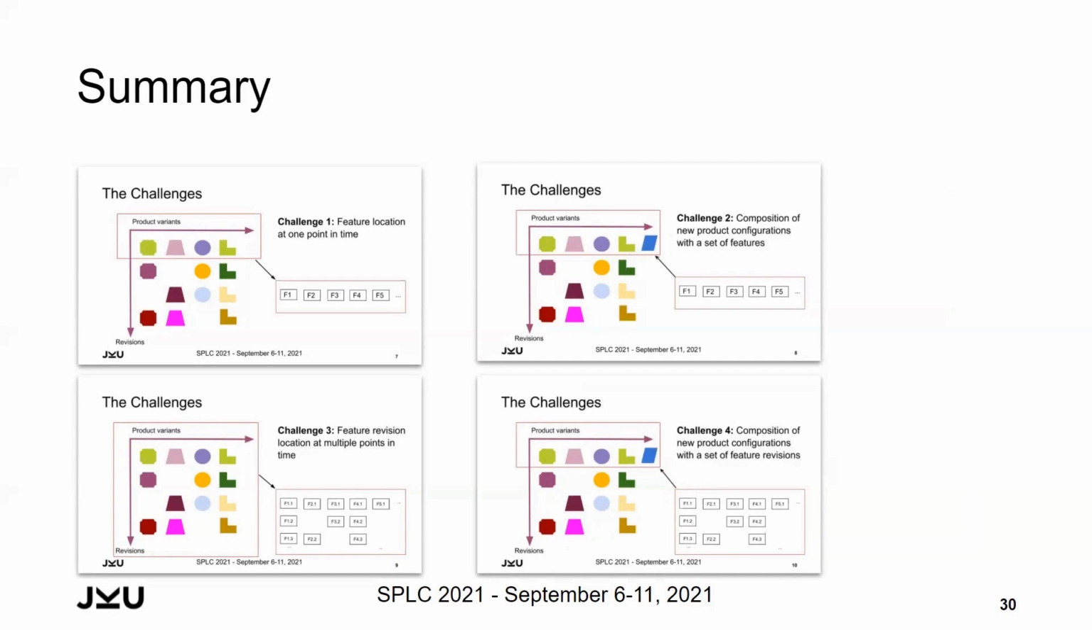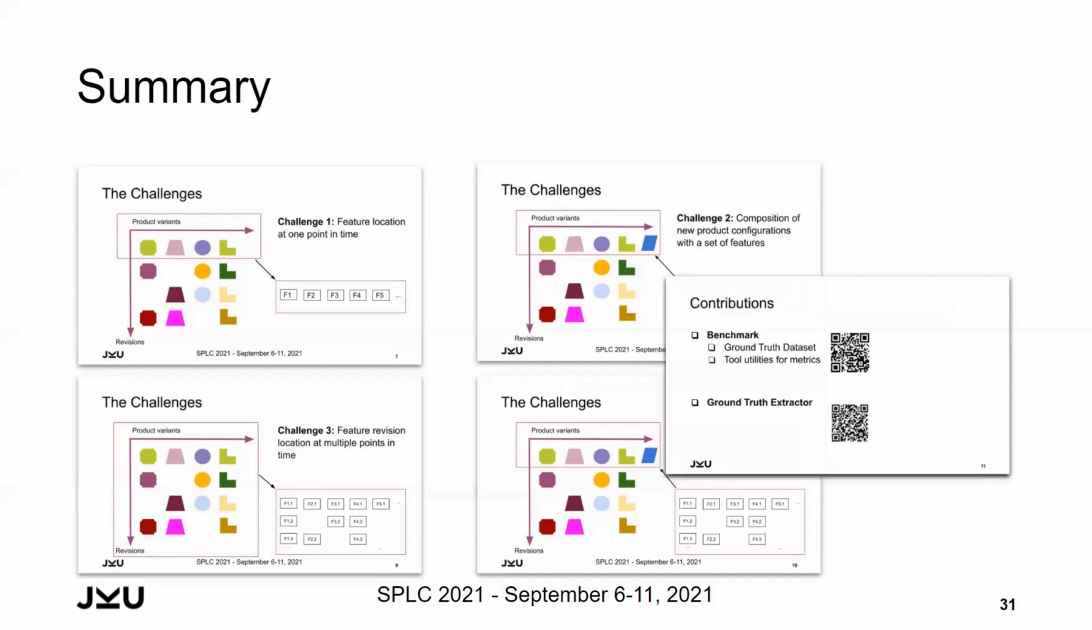In summary, in this work, we presented four challenges for feature or feature revision location techniques to motivate the proposal of solutions for better mechanisms and tools to support the evolution of systems in space and time. We also made available a benchmark for comparing future work, supporting reproducibility. It contains a dataset and two utilities for computing metrics. And we also have our ground truth structure for new datasets available.